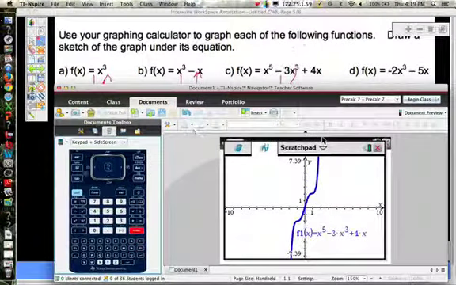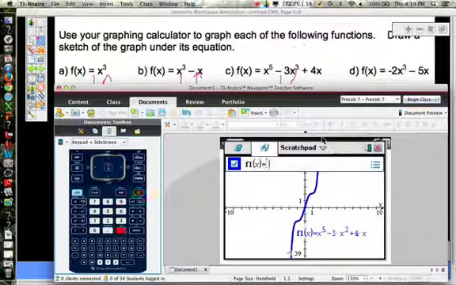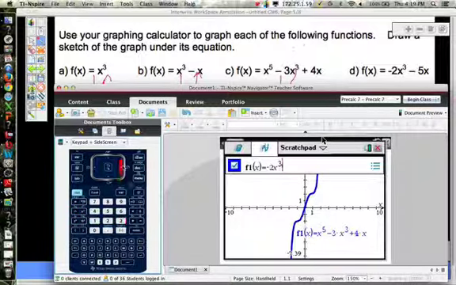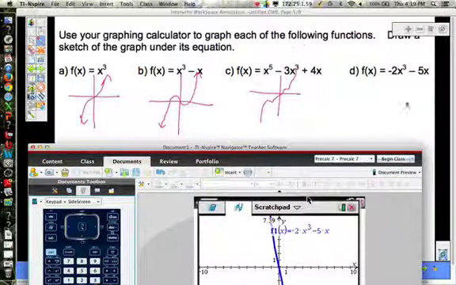And then that last one here, we have negative 2x to the power of 3, arrow out of the exponent, minus 5x. All right.